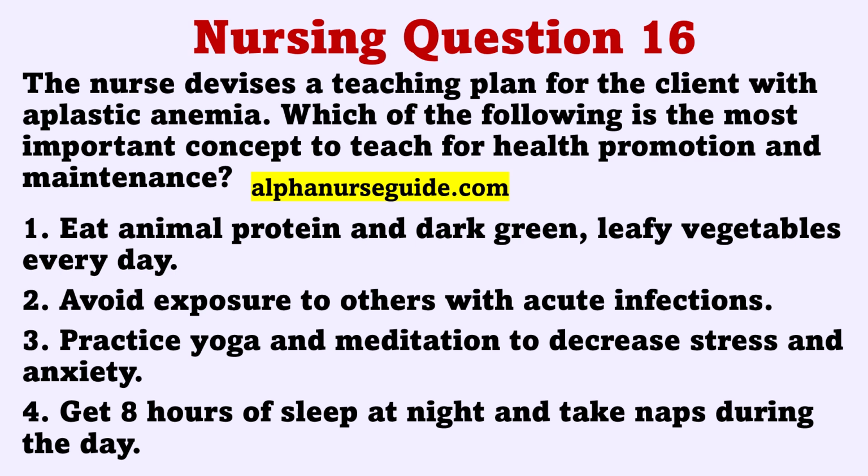Although diet, reduced stress, and rest are valued in supporting health, the potentially fatal consequence of an acute infection places it as a priority for teaching the client about health maintenance. Animal meat and dark green leafy vegetables, good sources of vitamin B12 and folic acid, should be included in the daily diet. Yoga and meditation are good complementary therapies to reduce stress. 8 hours of rest and naps are good for spacing and pacing activity and rest.